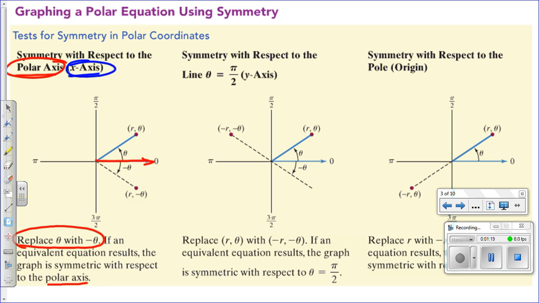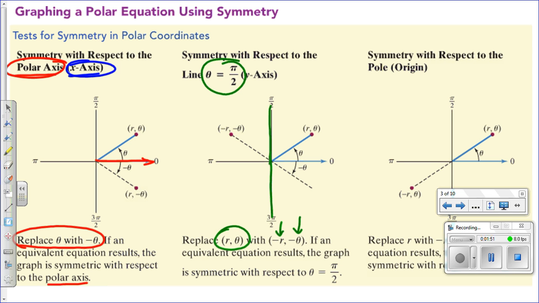Okay? The second type of symmetry here is with respect to that line that I was telling you, pi over 2. This line. And so what we do is replace both r and theta with their opposites, meaning negative r and negative theta. Okay? And so if we end up with the same exact equation, then we say, okay, yeah, this has symmetry with respect to that line.